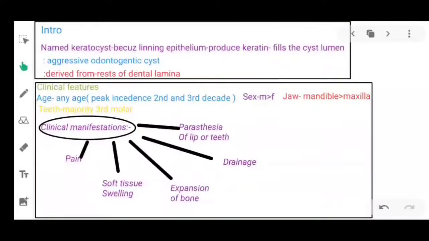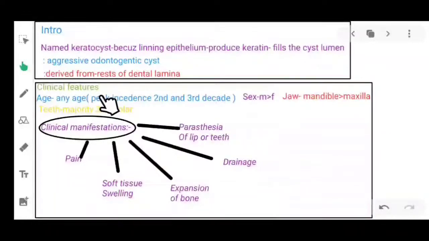Now let's go to the clinical features. The basics are here. Age. It can occur at any age, but it is mostly seen in the second and third decade. It is more predominant in males and also predominant in the mandible as compared to the maxilla. Now, according to the location of the teeth, the majority of the time it is seen with the third molar.